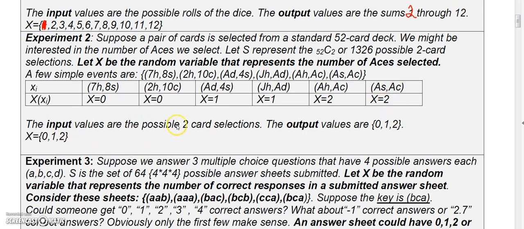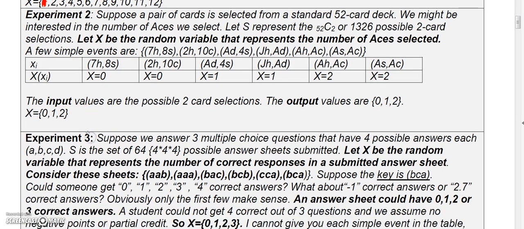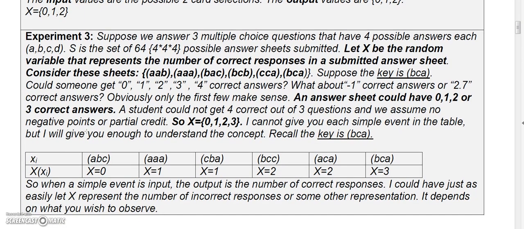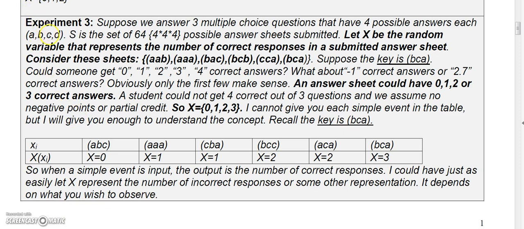So the input values are all the possible 2-card selections. And the output values can only be the numbers 0, 1, or 2 for 0 aces, 1 ace, or 2 aces. Okay, now let's take a look at this next one here. I think I've corrected this, but let me make sure. Okay, suppose we answer 3 multiple choice questions, and we'll assume each question has 4 possible responses, A, B, C, and D. Let's say that S is the set of all possible answer sheets submitted. Since we could have repetition, that would be 4 times 4 times 4, so 64 possible answer sheets. Let X be the random variable that represents the number of correct responses in a submitted answer sheet.